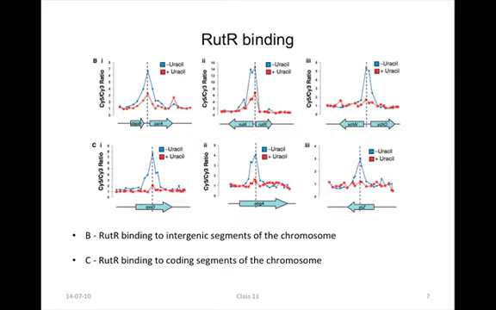Now, when you look at the regions that they're bound, letter B here shows that they're bound to intergenic sequences. So between dapB and carA, you can see it's bound in between those two genes. That's in the presence and absence of uracil. RutR, rutA, presence and absence of uracil, and so on. In letter C, you can see that RutR also binds not just to the intergenic regions, but also to the coding regions. So it binds within genes.